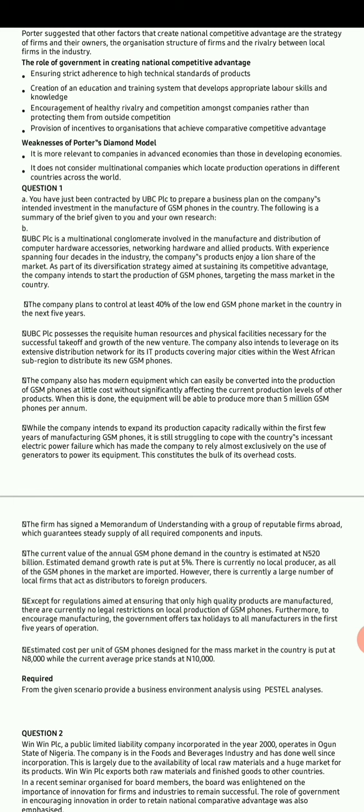So this beginning is just giving us a brief overview of what the company is into and what they intend to do. And now we can see that they want to diversify into production of phones. Now, they said the company plans to control at least 40% of the low-end GSM phone market in the country in the next 5 years. Let's not forget what we are asked to carry out. We are asked to carry out the PESTLE analysis, that is, looking at the political, economical, social, technological, legal, and ecological aspects or factors affecting the environment of this company.